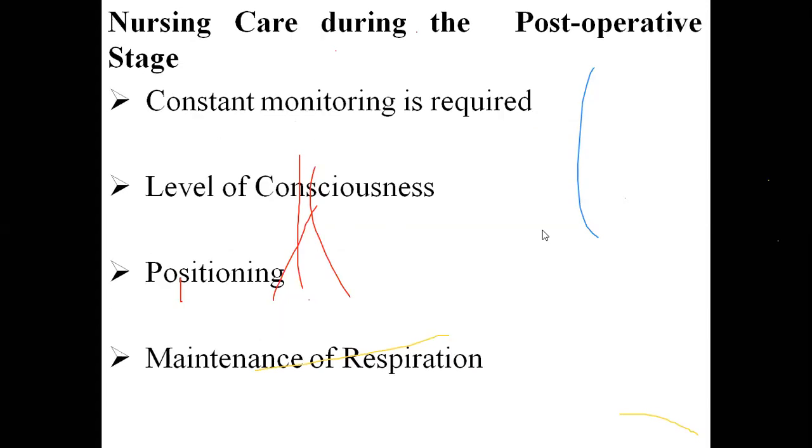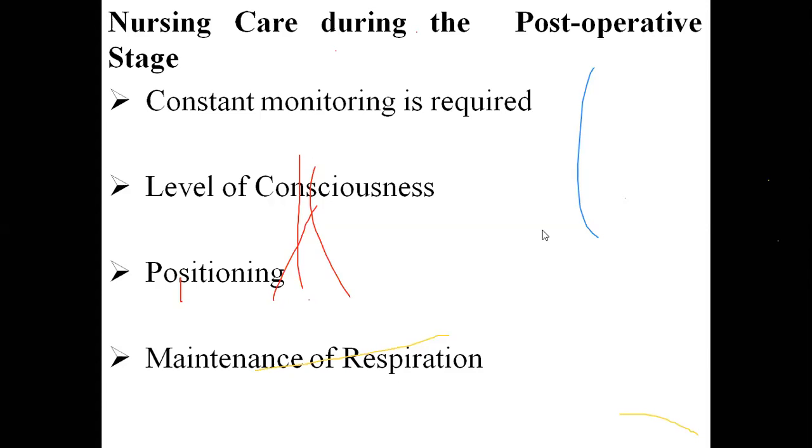So, nursing care during the postoperative stage now. Constant monitoring is required. Just like I've mentioned, you have to be monitoring this patient often depending on the patient's condition. The patient's condition will tell you if you need to maintain your 15-minute vitals and how long you have to maintain it. Then as the patient improves, you give more time between vital monitoring. For the level of consciousness, you should be able to record the patient's level of consciousness with the Glasgow Coma Scale measurements. You should be able to assess how conscious this patient is. It is important so that when the patient is deteriorating, you will know on time and can intervene.